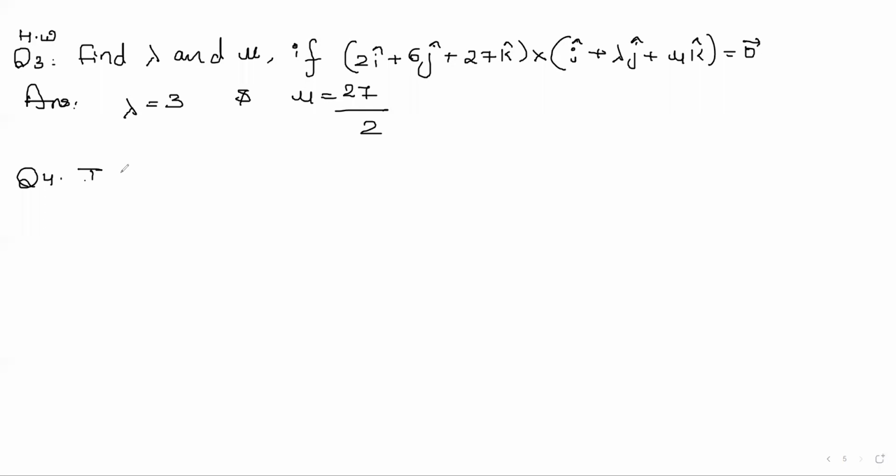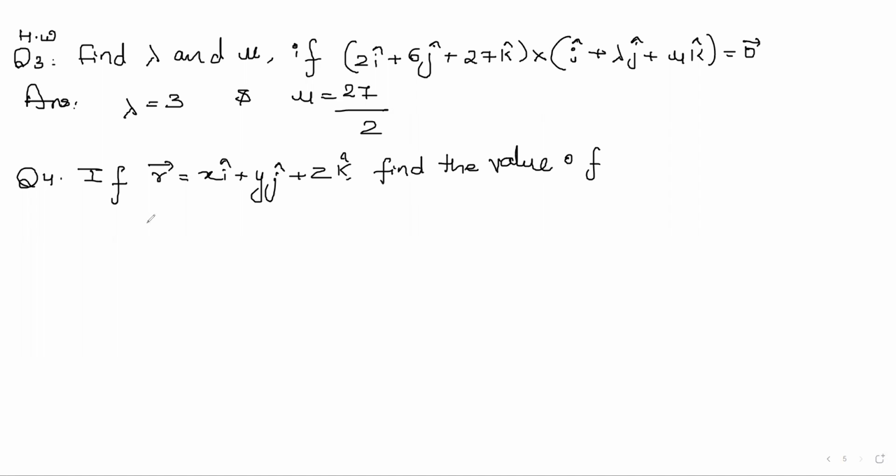Okay, please try this question number 4. If vector r is equal to xi cap plus yj cap plus zk cap, find the value of (r cross i cap) dot (r cross j cap) plus xy. Try this. And this question came in CBSE 2015. Okay, try this question.